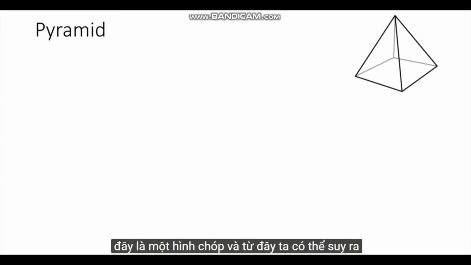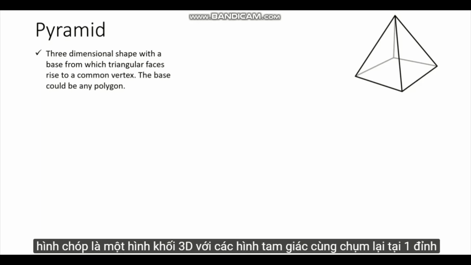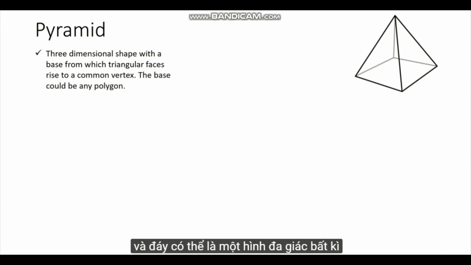So this is a pyramid, and from the shape we can conclude that a pyramid is a three-dimensional shape with a base from which triangular faces rise to a common vertex, and the base could be any polygon.